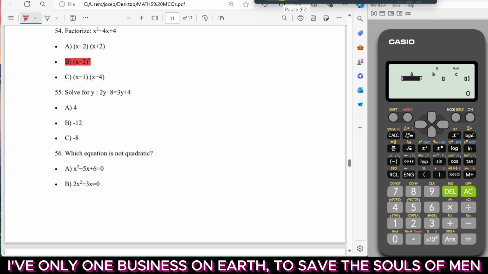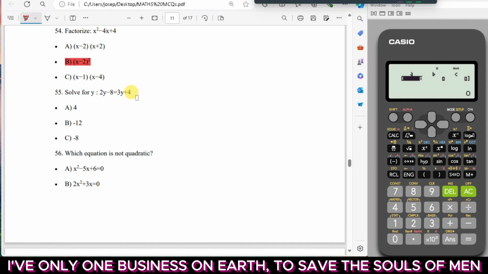Solve for y if 2y minus 8 is equal to 3y plus 4. So all you have to do is to group like terms, bring the variables to your left-hand side and then the non-variables to your right-hand side. So when I'm bringing 3y here, it will become negative 3y. So 2y minus 3y will give me negative y. Then negative 8 coming here will be positive 8. Then 4 plus 8 will give me 12. So we divide through by negative 1 and your answer will be negative 12.